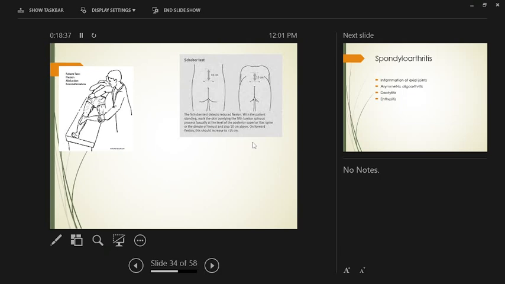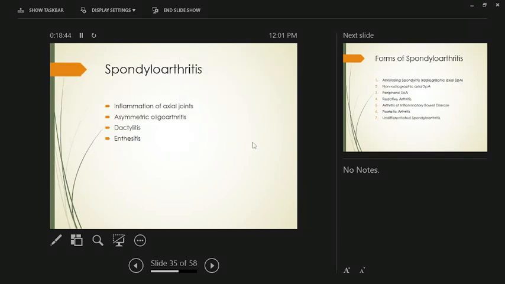So this is just a picture showing Faber's test to determine sacroiliac tenderness. The other one is showing the Schober's test. I'm sure you all know this. So here again to show the importance of the pattern of joint involvement for diagnosis of arthritis.